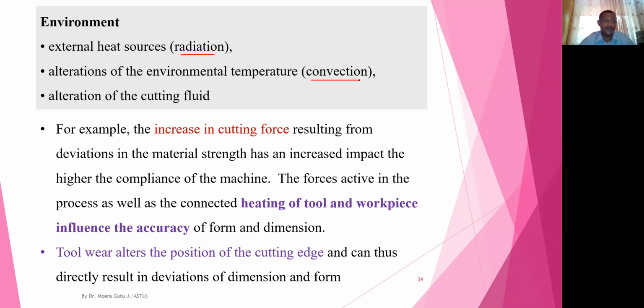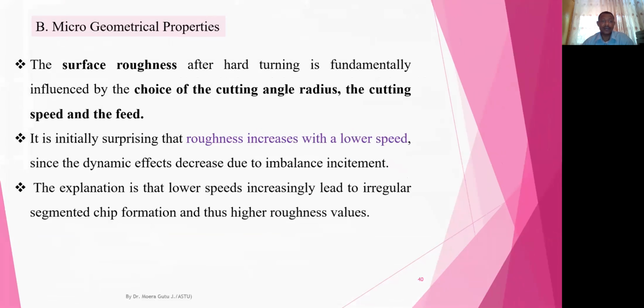For example, the increase in cutting force resulting from deviations in the material strength has an increased impact the higher the compliance of the machine. The forces active in the process as well as the connected heating of tool and workpiece influence the accuracy of the form and deviations. Tool wear alters the position of the cutting edge and can thus directly result in deviation of dimension and form. These are the micro things. When you see the micro geometric properties, a very micro-level geometric property of machined hard material.